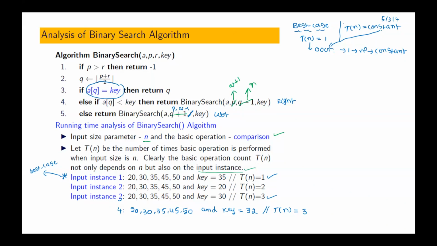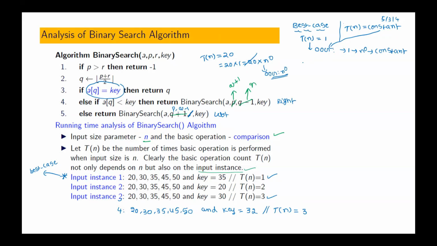If T of n is 5, what is its order of growth? It is also n power 0, that's what we discussed. If T of n equals 20, what is its order of growth? 20 can be written as 20 into 1. The constant gets cancelled, so its order of growth is again n power 0. That's what we discussed. So this is about the best case.